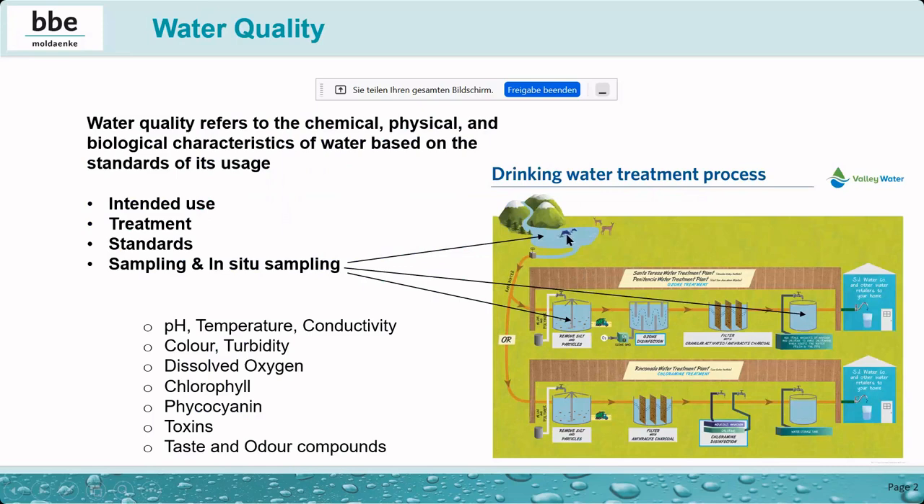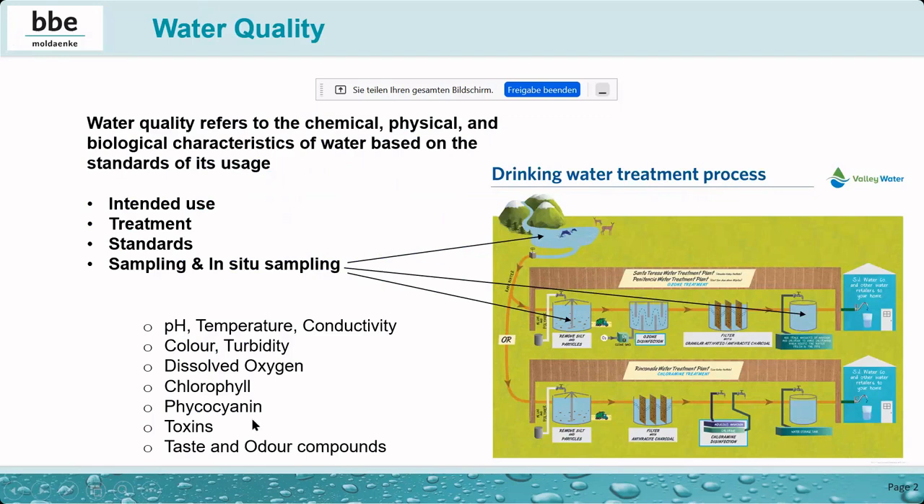It can be, for example, raw water, but it can also be here in a drinking water treatment process at the beginning of the uptake and during the different processes. These are different kinds of water treatment plants here in the US, just as an example. And because of the different parameters, we also have to deal with other parameters, for example, chlorophyll, which comes from phytoplankton, and phycocyanins, which comes from, let's say, blue-green algae. I will explain this a little bit later.